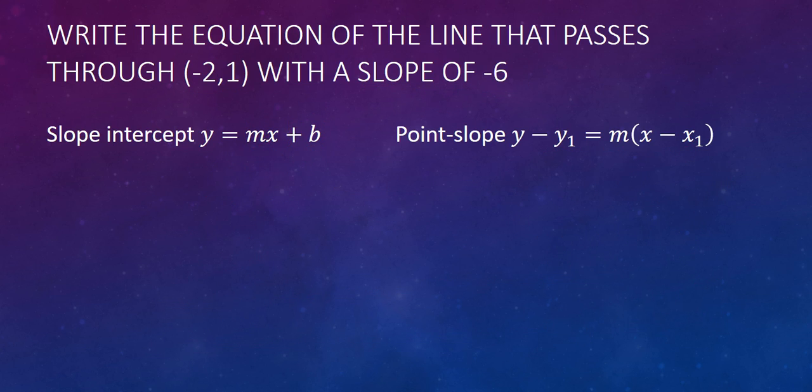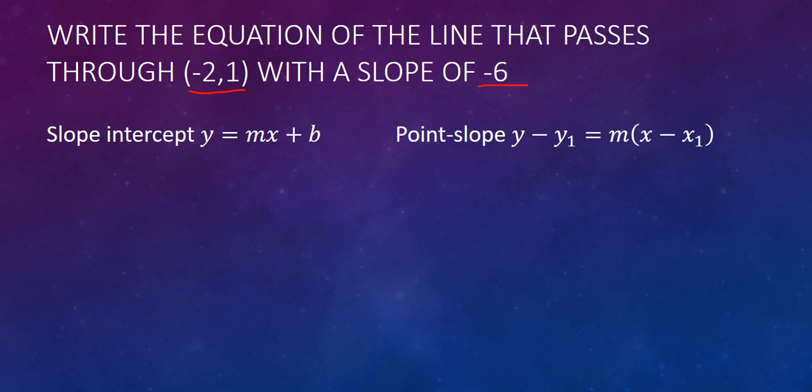So I want you to pause the video and try this one on your own, writing an equation through (-2, 1) and slope of -6. You can pick the method that works better for you. I will do both of them. Alright, let's see how we did.